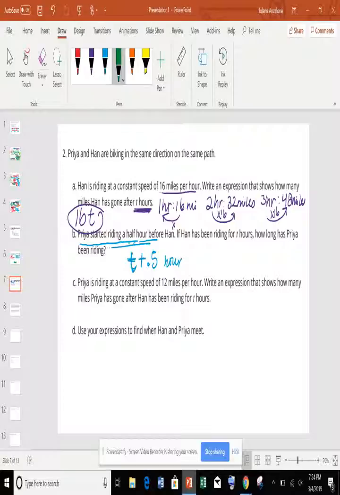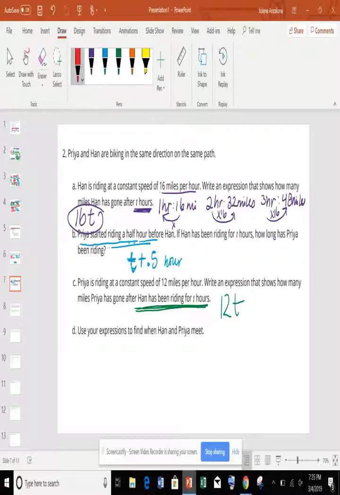C. Priya is riding at a constant speed of 12 miles per hour. Okay, so Priya's speed is 12 miles per hour. Write an expression that shows how many miles Priya has gone after Han has been riding for T hours. So if we look at A, the expression in A was for Han's speed at T hours, and we got 16T. Now in C, Priya is 12 miles per hour, so you would think it needs to be 12T. However, not quite.